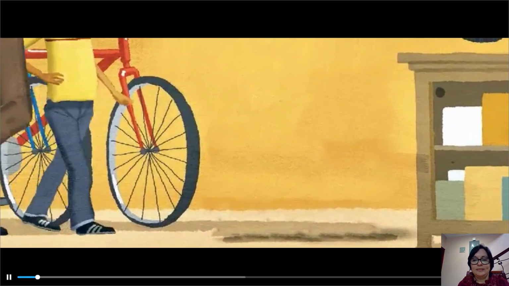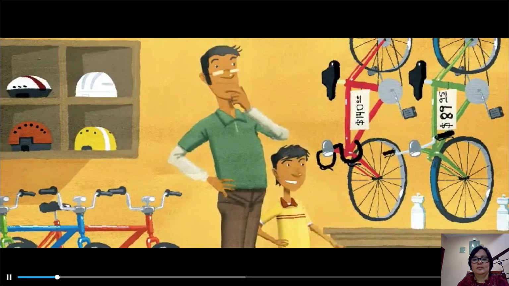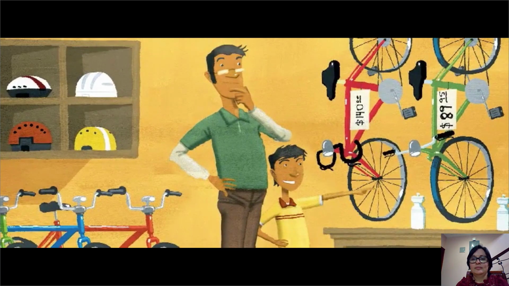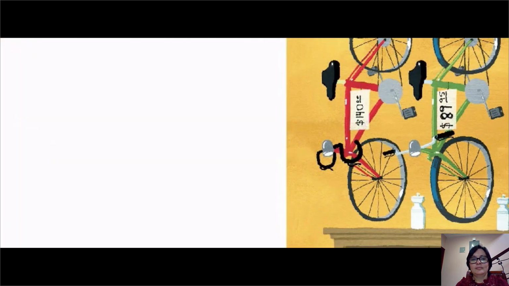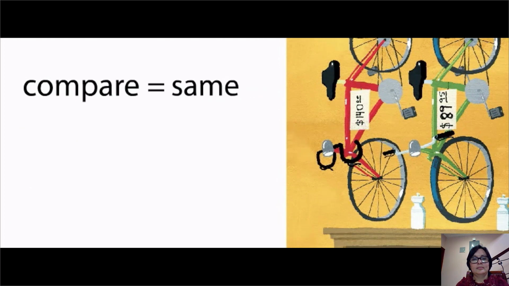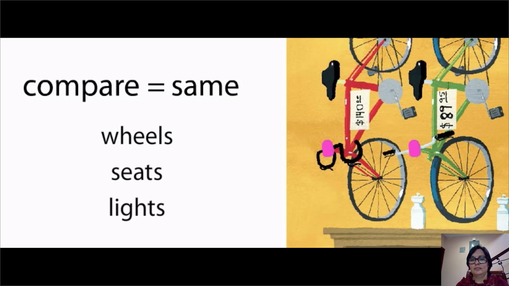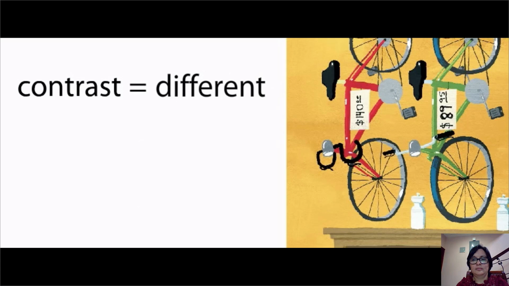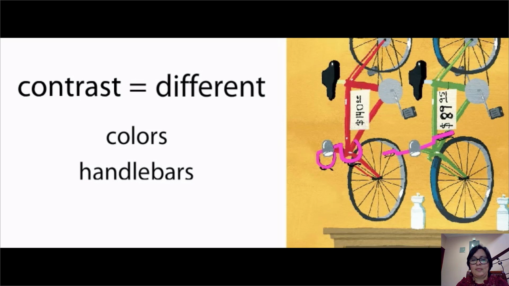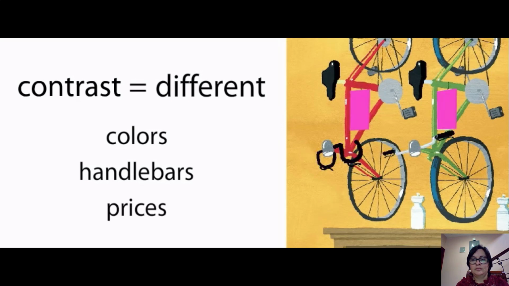Making decisions sometimes means that we have to compare and contrast two or more things. My dad has brought me to the shop to pick out a new bike. I've narrowed it down to these two. Let's compare the bikes first. Comparing means that we look at how they are the same. Both bikes have the same wheels, seats, and lights. But to make a choice between the bikes, I have to contrast them. This means I have to decide how they are different. The bikes are different colors, they have different handlebars, and the prices of the bikes are different.